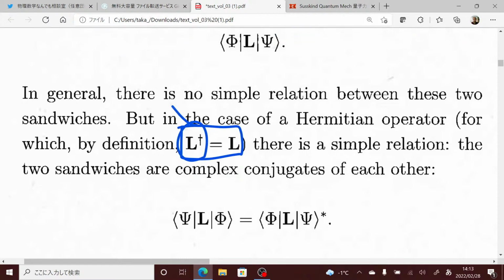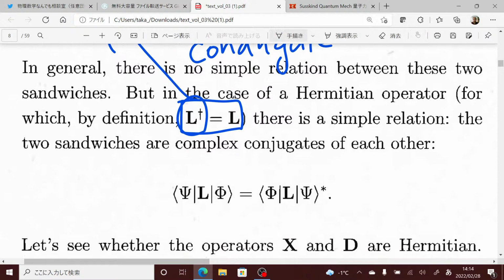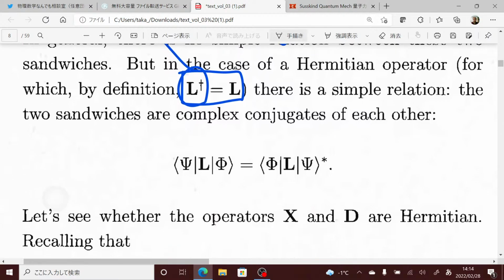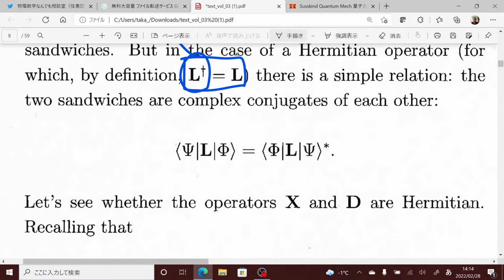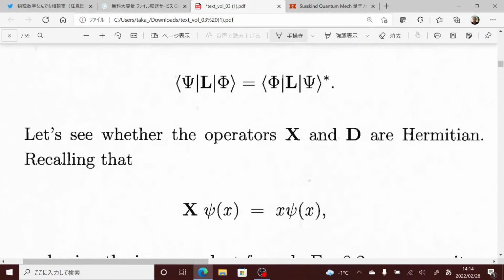the Hermitian conjugate is equal to itself. There is a simple relation: the two sandwiches are complex conjugates of each other. Psi L phi equals the complex conjugate of phi L psi.